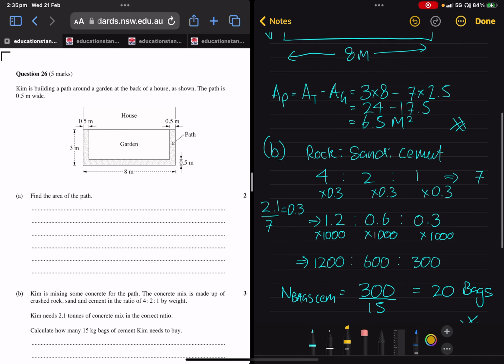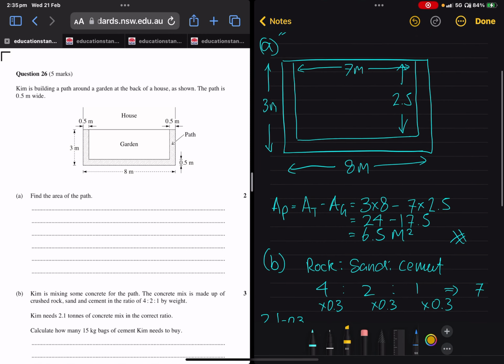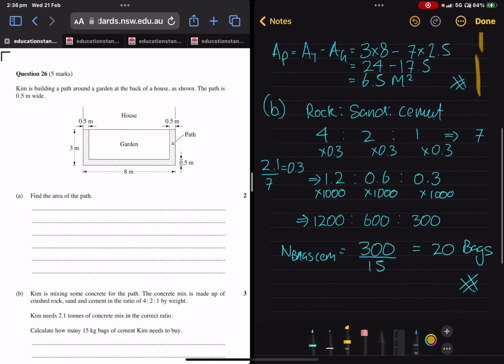So let's talk about the marking for this question. In part A, you get 1 mark for an attempt to calculate the area, but you may not get the right area. You get the second mark for working and the correct area, which is 6.5 meters squared.